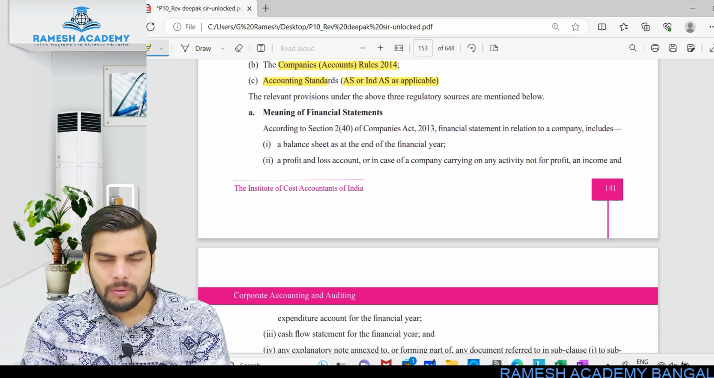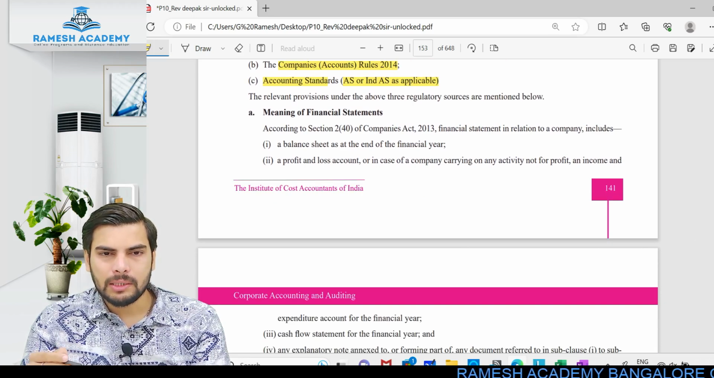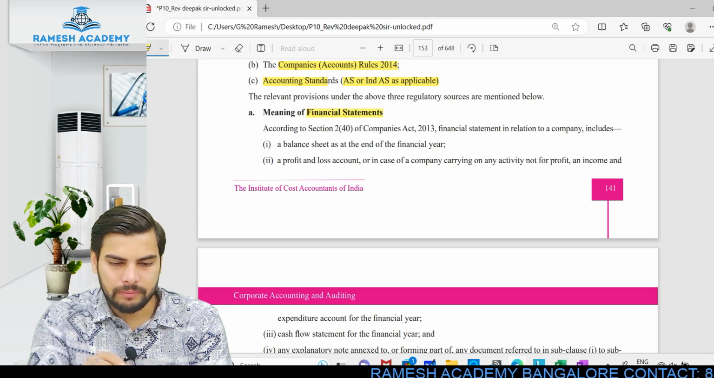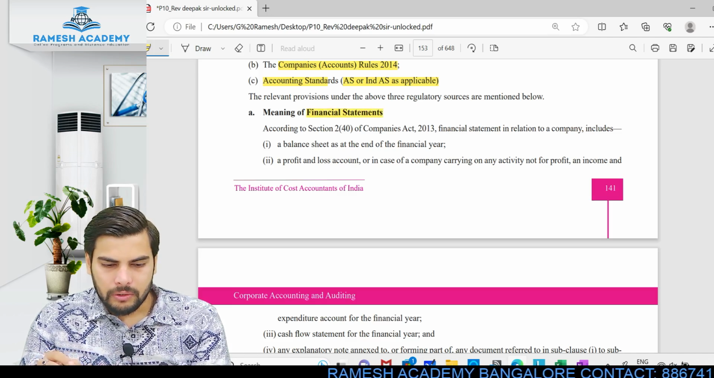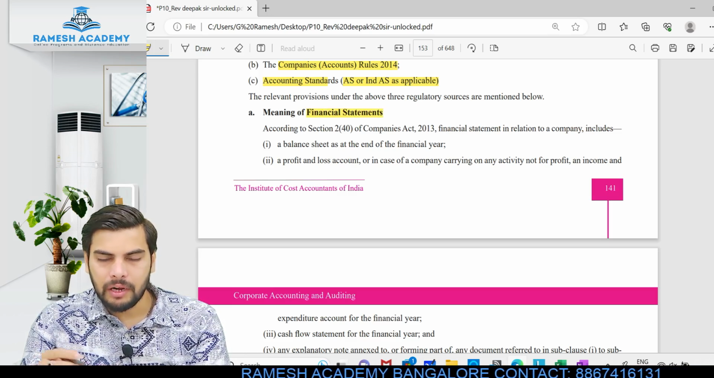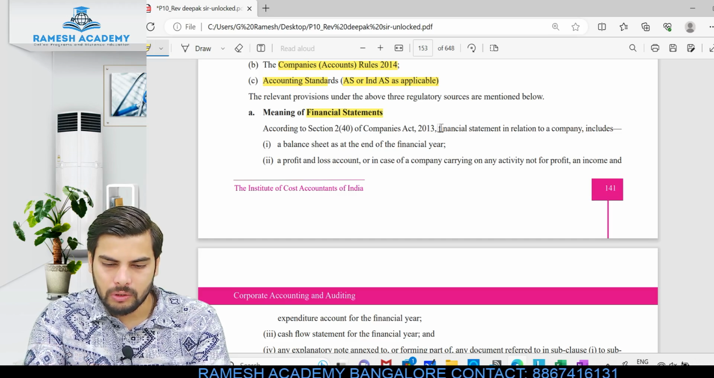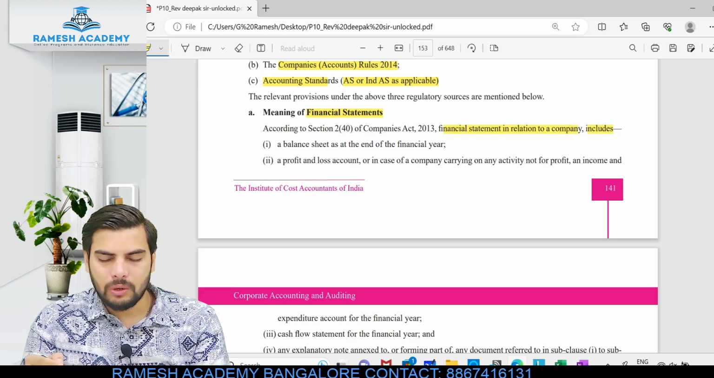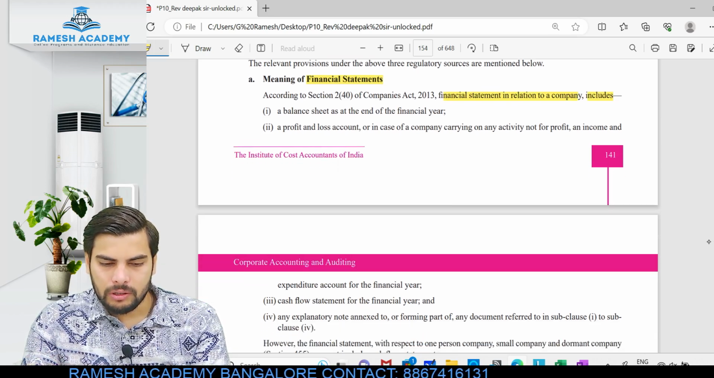Okay, so let's talk about the meaning of the term. All these terms have been defined in the Companies Act. So look at this meaning of financial statement. According to Section 2, Clause 40 of the Companies Act 2013, financial statement in relation to a company includes. So look at this, financial statement in relation to a company includes. This is an inclusive definition. So what and all things will be included?